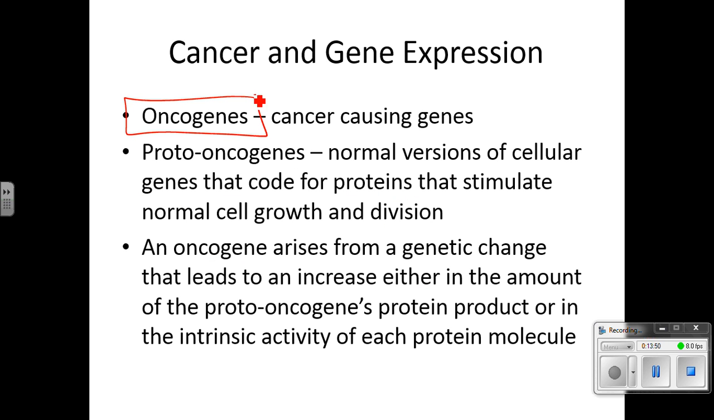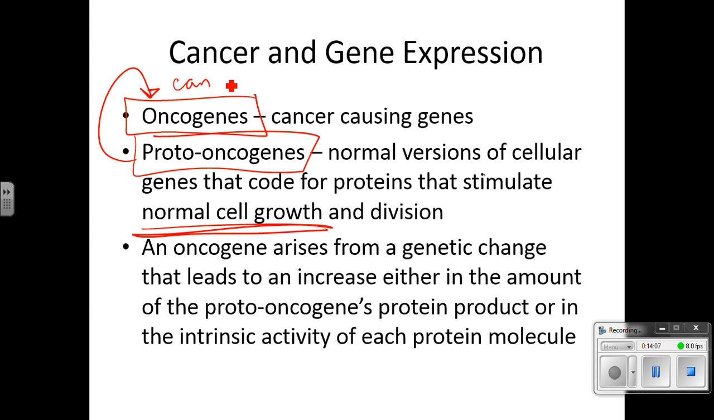Oncogenes, we've talked about these before, we're just kind of going back to this. Oncogenes are cancer-causing genes. Proto-oncogenes are normal versions of these that code for proteins that stimulate normal cell growth. Proto-oncogenes can become oncogenes through mutations. An oncogene arises from a genetic change or mutation that leads to an increase either in the amount of the proto-oncogene's protein product or an intrinsic activity of each protein molecule.